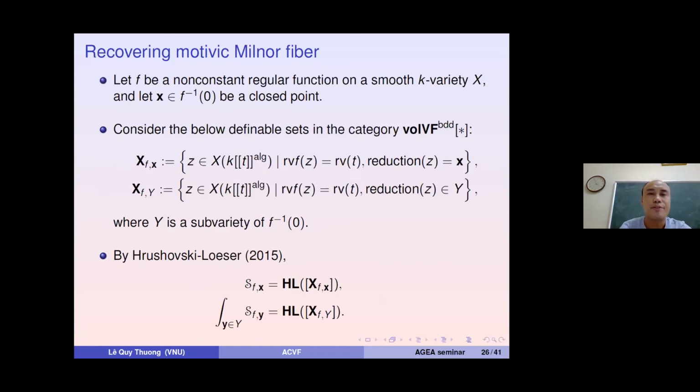Let F be a non-constant regular function on the smooth K-variety X, and let small x be the closed points of the zero locus of F. We can consider X_{F,x} and X_{F,y}, where Y is the subvariety given by the zero locus of F. Both X_{F,x} and X_{F,y} become definable subsets in the category of Hrushovski-Kazhdan logic, which can compute and obtain the motivic Milnor fiber.